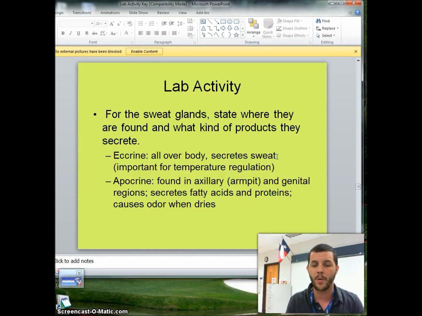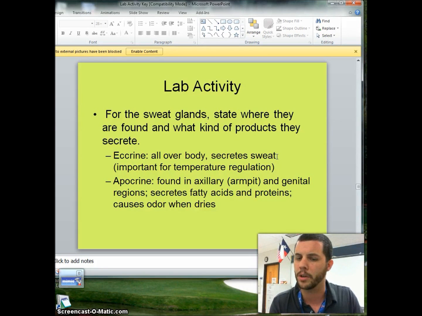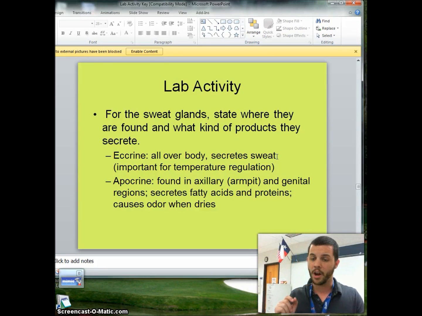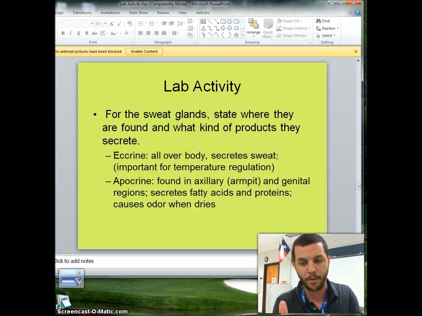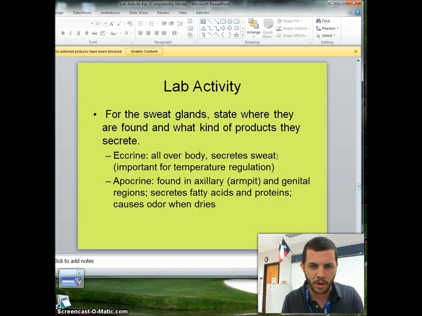Now we also have apocrine glands as well, and apocrine glands are found in our axillary areas, which we remember from our regional terms, which is the armpit, and also the genital regions. These are going to not only secrete sweat, but also fatty acids and proteins, and when the sweat dries and the fatty acids and proteins are left behind, it's going to cause an odor. So that's apocrine glands.